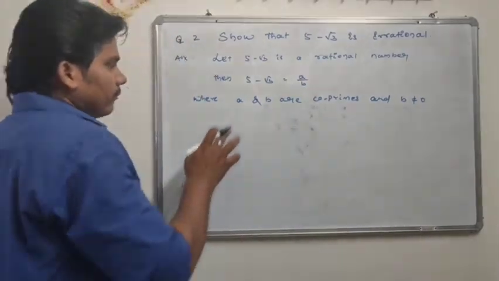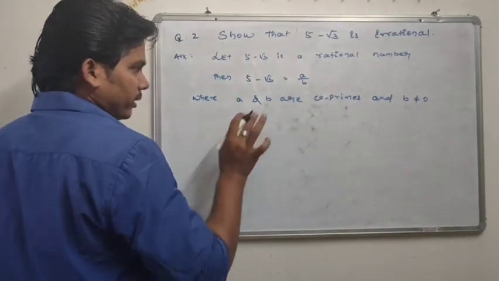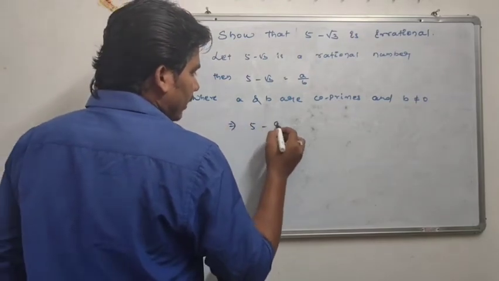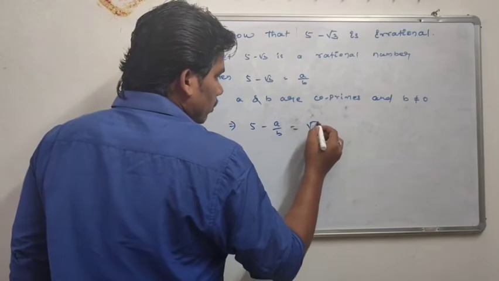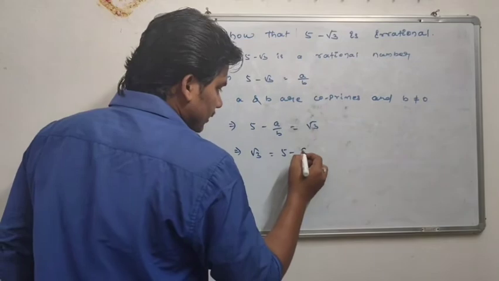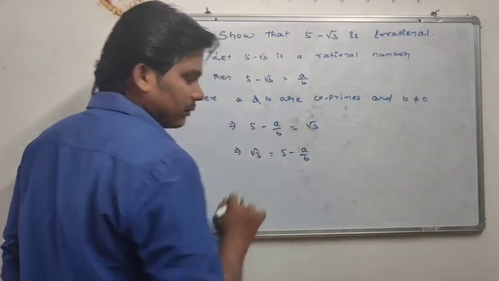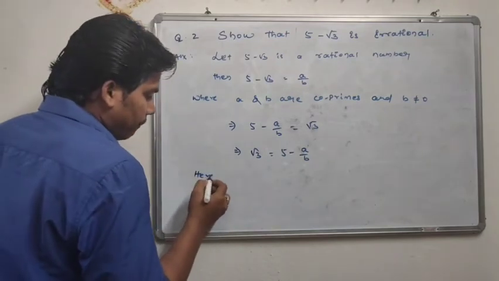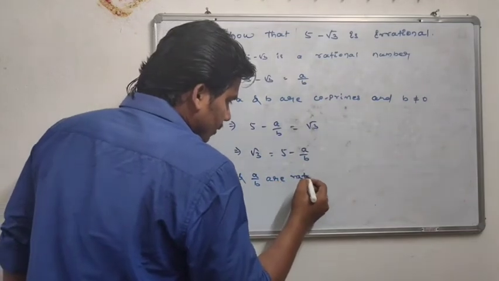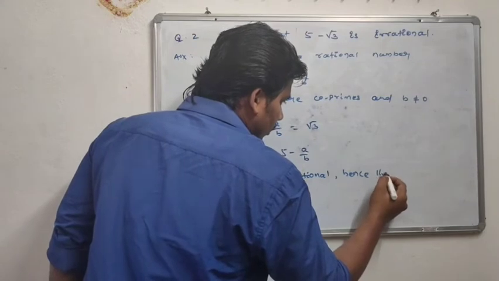Here, as 5 minus root 3 is equal to a by b, all are rational numbers, then I can represent it in such a way: 5 minus a by b equals root 3. Then I can simply write root 3 equals 5 minus a by b. See here, I will first discuss the right side. Here 5 and a by b are rational, hence their difference is also rational.